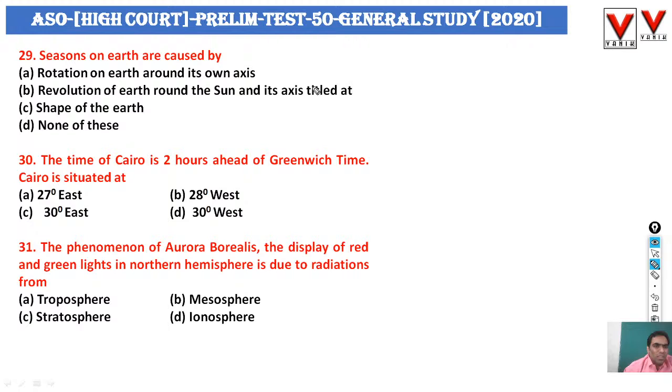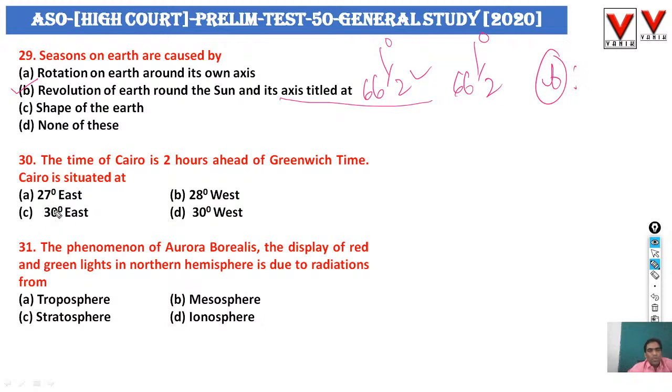Seasons on Earth are caused by revolution of Earth round the Sun and its axis tilted at 66 and a half degrees. Because of the revolution and Earth's axis tilt, the Earth is witnessing the change in seasons. Okay, so the right answer is B.